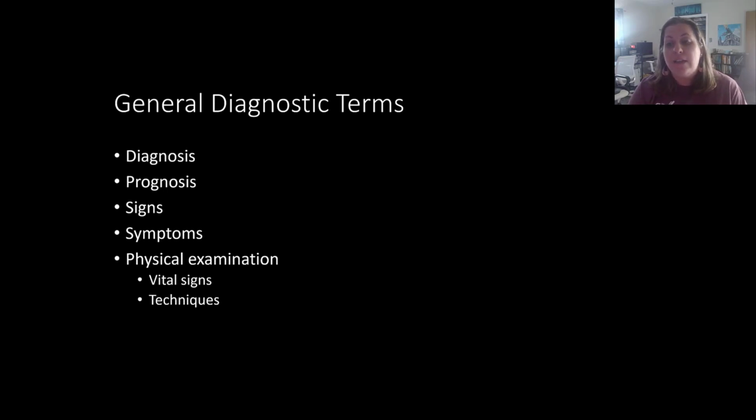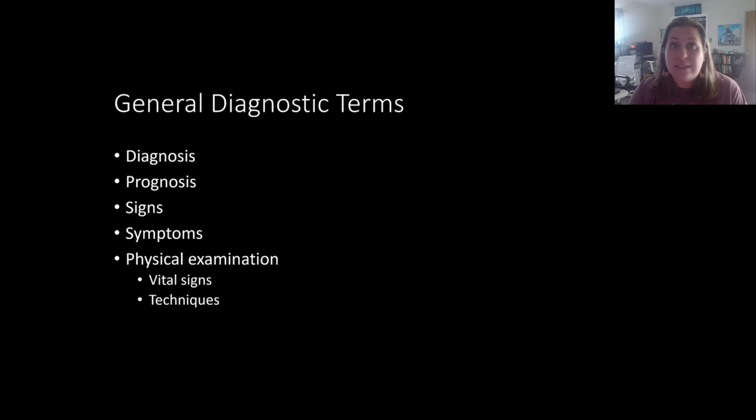Signs are definitive evidence of an illness or disorder or function, and so those are objective. Signs are going to be things that you can actually see, you can observe. So this would be things like taking their blood pressure or their temperature, looking at their heart rate. Those are things that can be seen in that sense. Symptoms, on the other hand, are subjective. They're the information that the patient gives you. It's the evidence of how they feel.